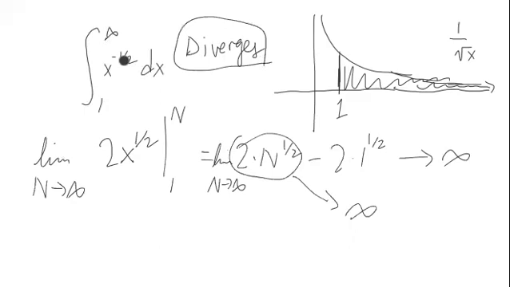This integral, so this function right here, does not go down to 0 fast enough. So we get that it diverges. Now let's look at another example.